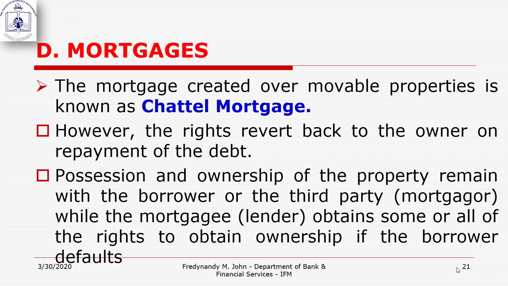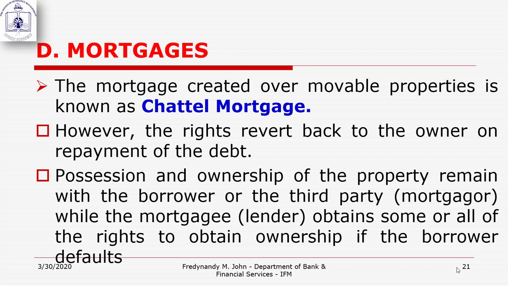With movable properties, or chattel mortgage, we're talking of movable items such as heavy machines, equipment, etc. A borrower can go to the bank and create what we call the chattel mortgage. So a mortgage is not restricted to only landed property in the sense of buildings and plots, but also covers movable properties such as vehicles, heavy machines, plants, etc.